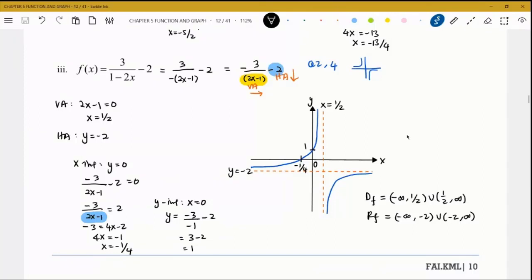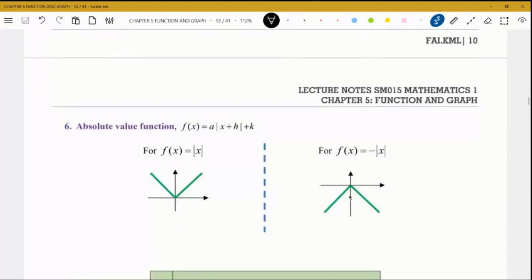Now we can proceed to the next one adalah absolute values function, which is in another word dia adalah modulus. So we have this concept: a modulus of (x plus h) plus k. Sama juga konsepnya di mana kalau di dalam shift to the right, shift to the left. Di luar adalah shift up ataupun shift down. So ini plus, ini minus, ini minus, ini plus.